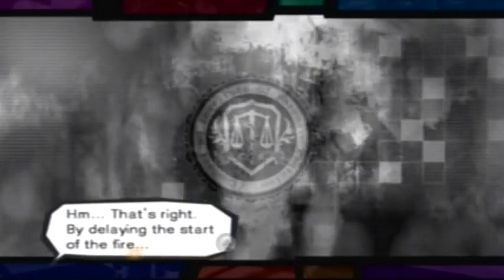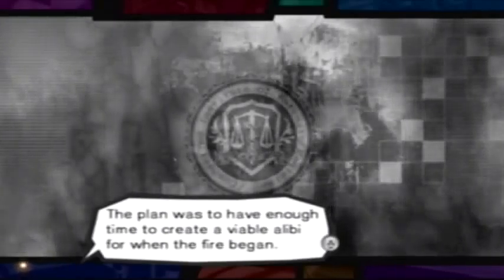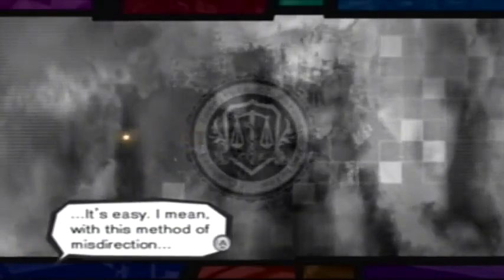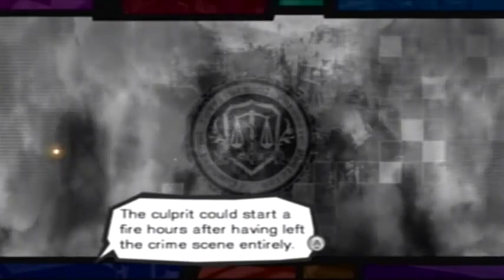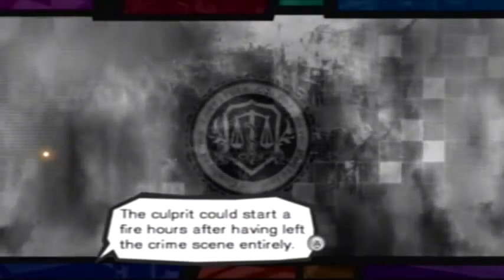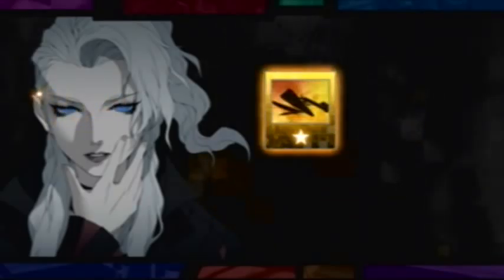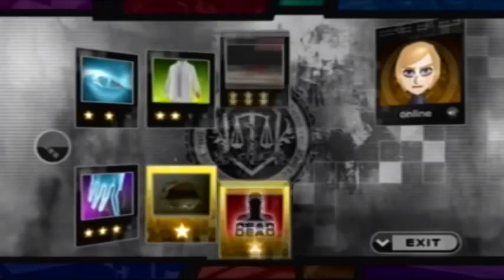That's right. By delaying the start of the fire, the plan was to have enough time to create a viable alibi for when the fire began. It's easy. I mean, with this method of misdirection, the culprit could start a fire hours after having left the crime scene entirely. This is the entire truth behind this mysterious arson.